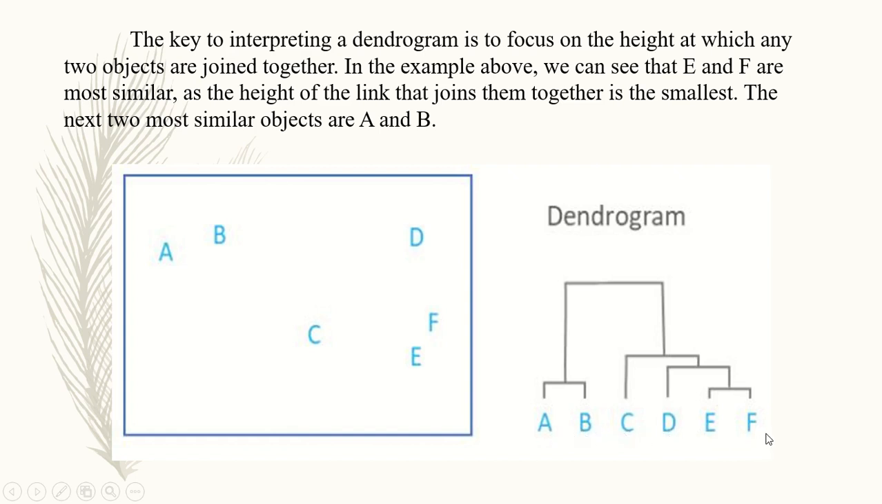Next we have to look for the smallest distance, the most similar items. In this data, e and f have the smallest distance, so we create them as one group. That's why e and f form the first cluster. See the height: we have to look at the height, and this height is smaller than this one. That's why e and f have formed one cluster.